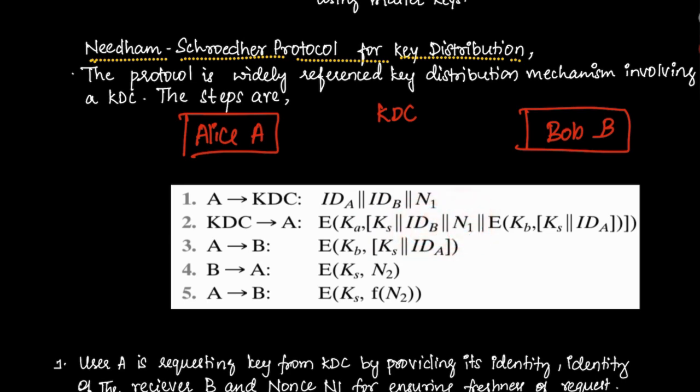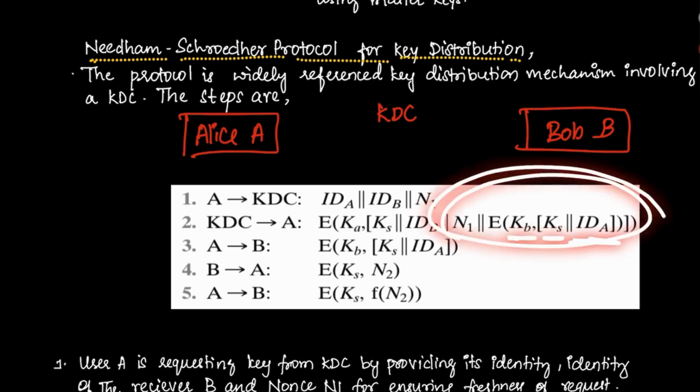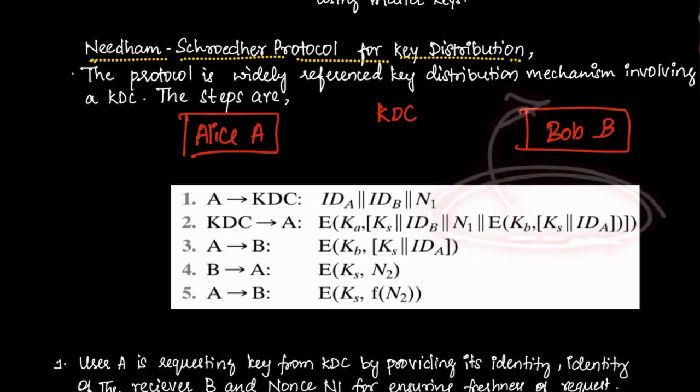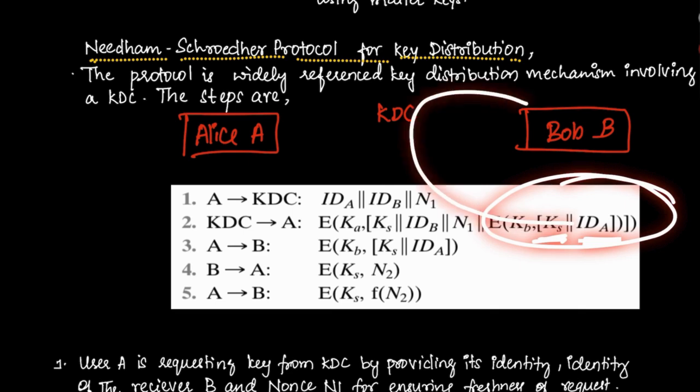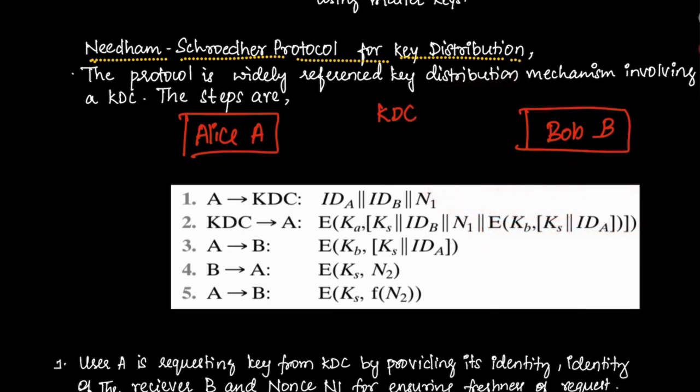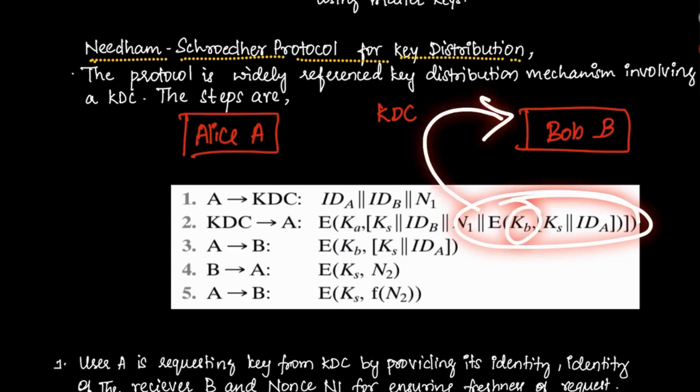Along with that, we have the encryption of KS and ID A under KB. This is a token generated for Bob to decrypt. That's why we encrypt it using Bob's secret key KB, which contains the session key and the identifier of A, telling Bob that Alice wants to talk to you. So the second step ensures that only Alice can read the message using KA, and only Bob can decrypt the token using KB.